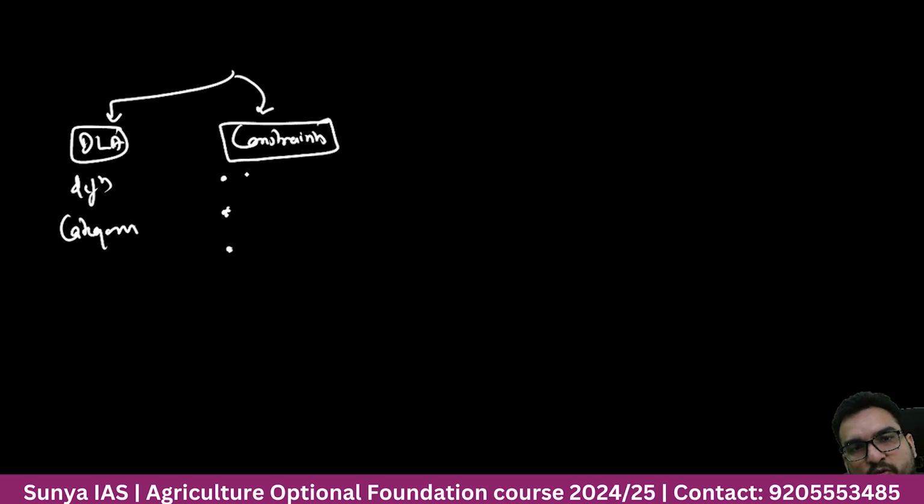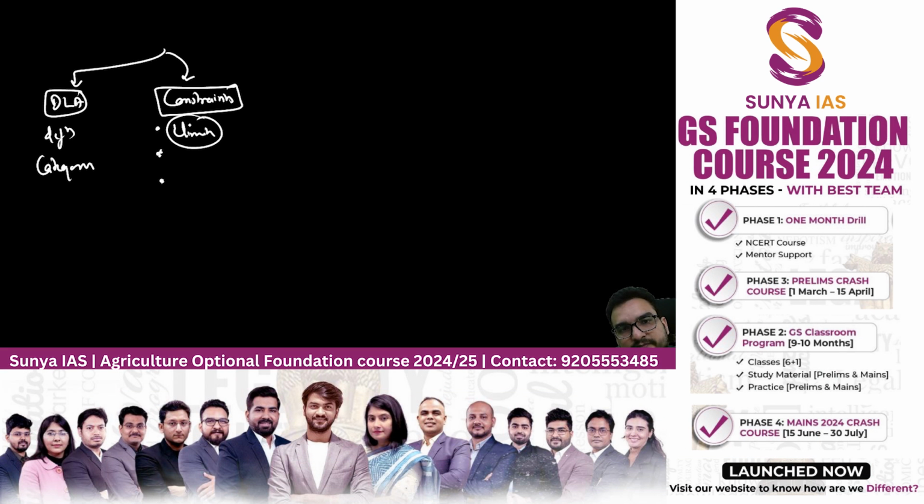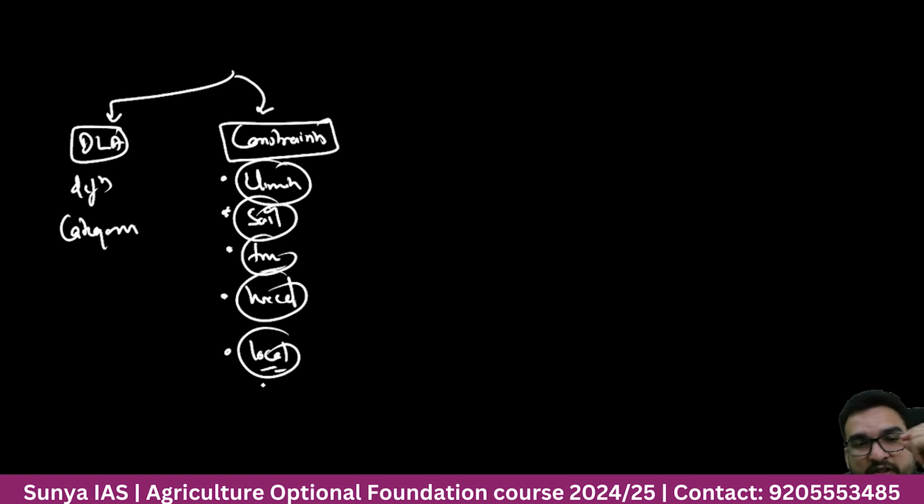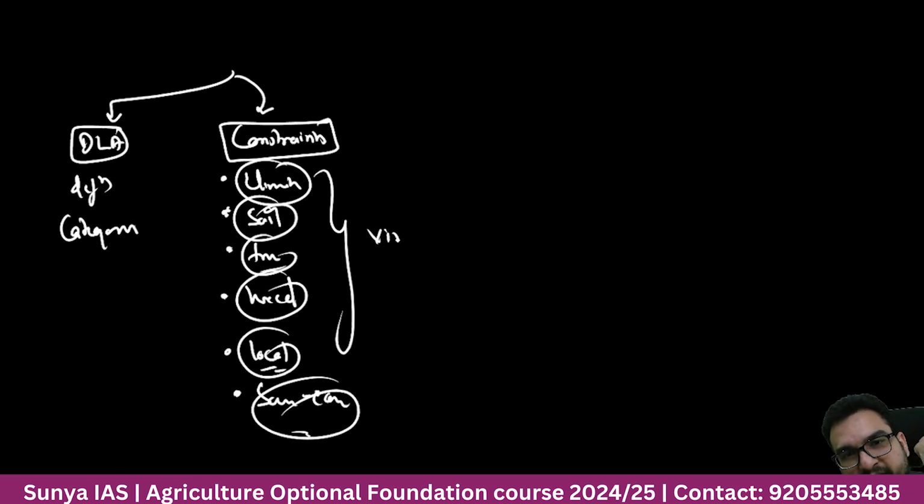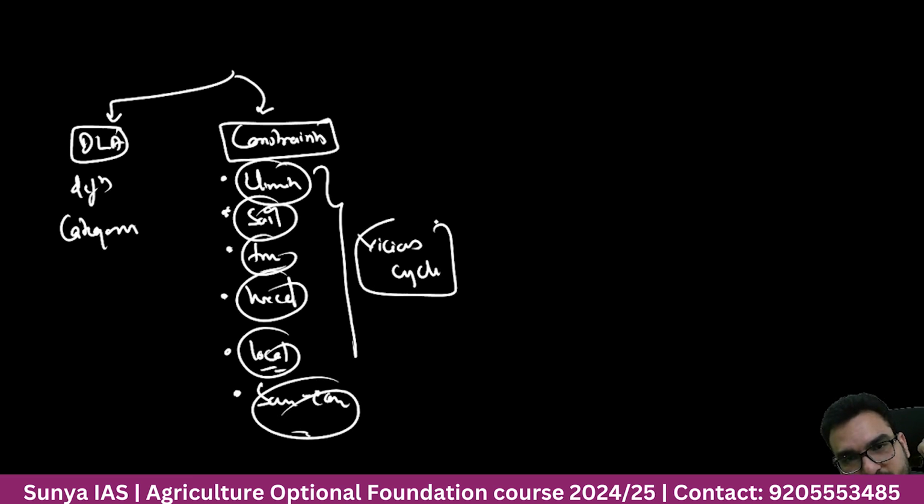Constraints: you have seen climatological constraints, soil constraints, and traditional cultivation practices. You will write about the weed problems. You will write about the local varieties we should generate, or the hybrid varieties which are also being generated. You can talk about the socio-economic conditions, and you can connect it by showing a flowchart, a vicious cycle.